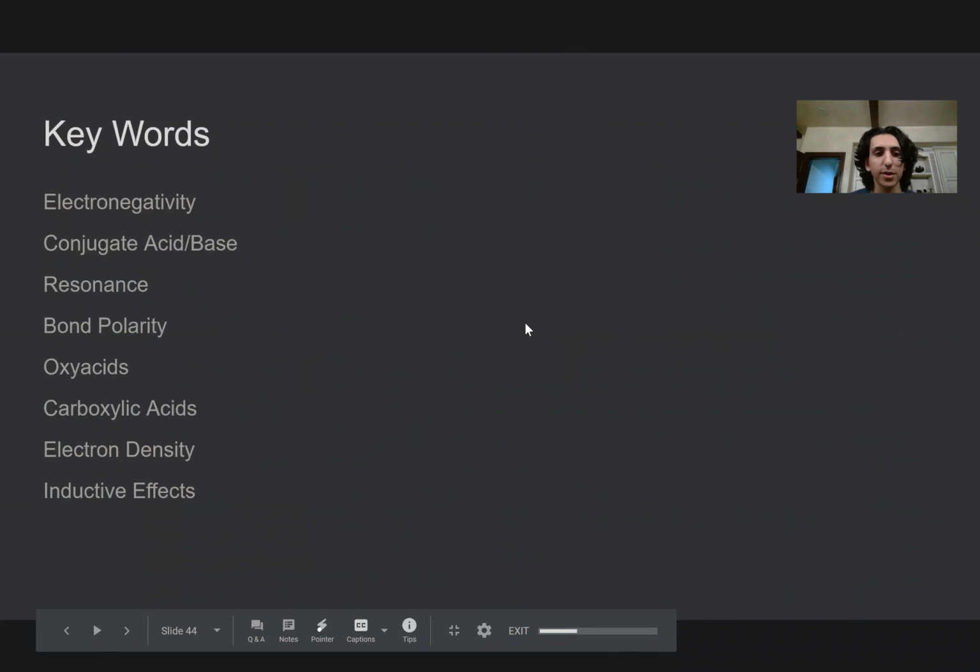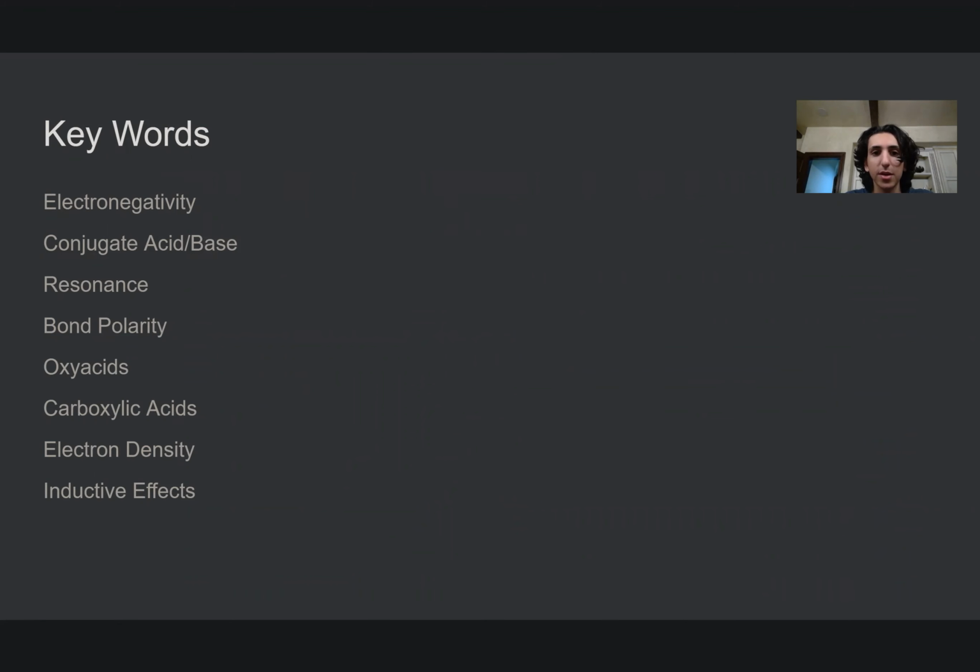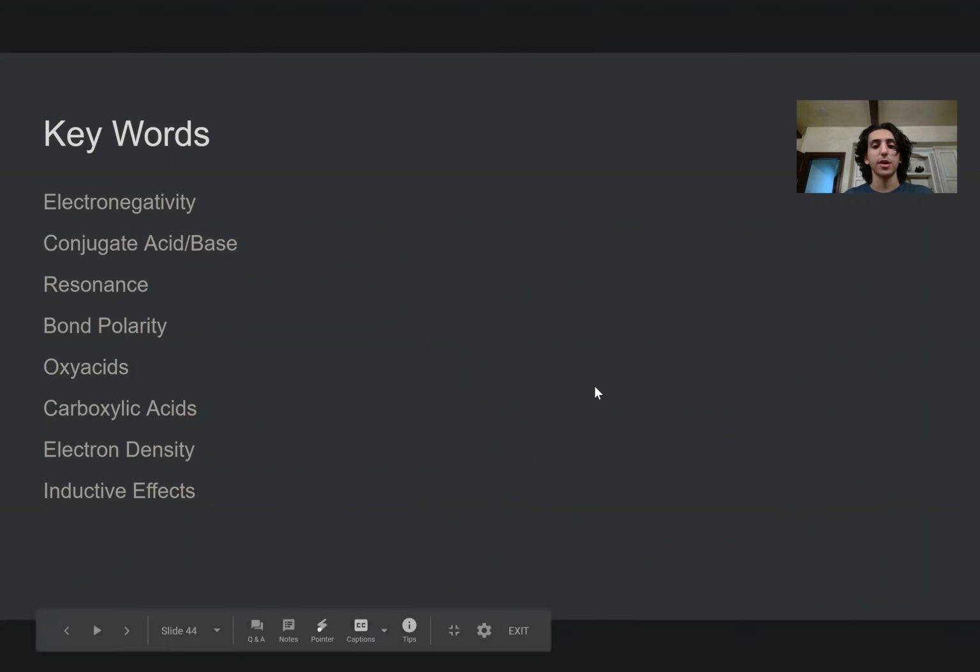Okay, so the keywords we're going to need to know are all of these, and we're going to be talking about all of these throughout our presentation. But two that I want to touch upon really quickly are electronegativity, which is the ability of the atom to attract electrons in a bond to itself. Then also inductive effects, which is just a fancy word for dipoles, and this will affect acid strength as you need a polar bond to release an H+ proton in the water upon ionization.